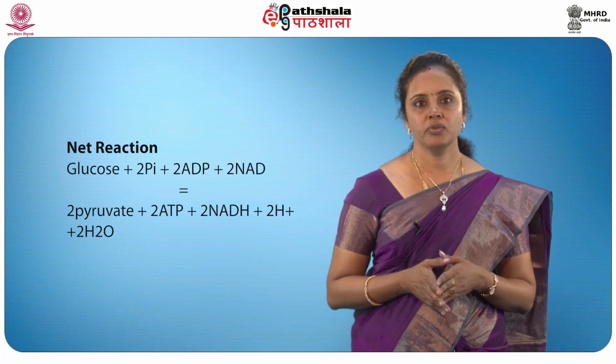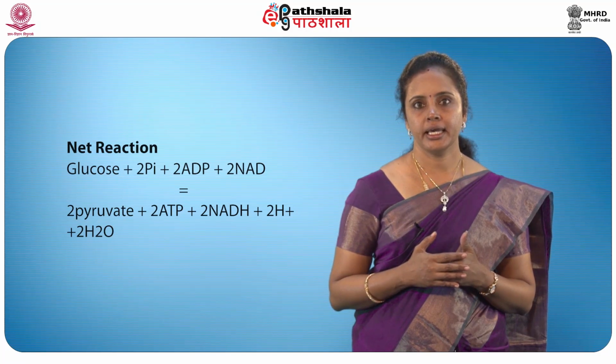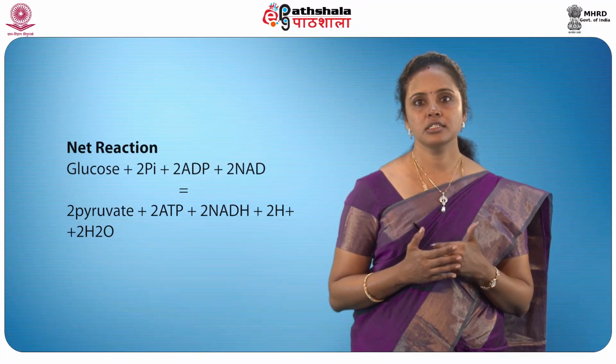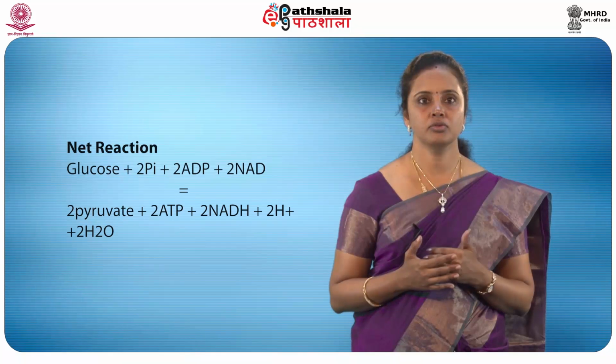What if it is not my cell but a bacterium or yeast? Then it leads to the formation of ethanol. In yeast, it is converted to 2 molecules of pyruvate, which in turn is oxidized to form carbon dioxide and 2 molecules of ethanol. So, the net reaction will be glucose plus 2 NAD plus, 2 Pi, plus 2 ADP will result in the formation of 2 molecules of pyruvate, 2 ATP, 2 NADH and 2 molecules of water.